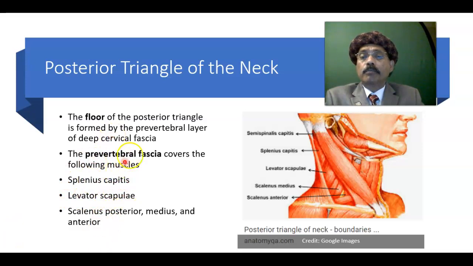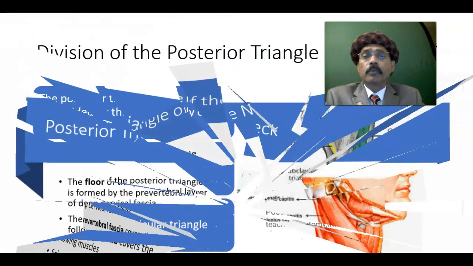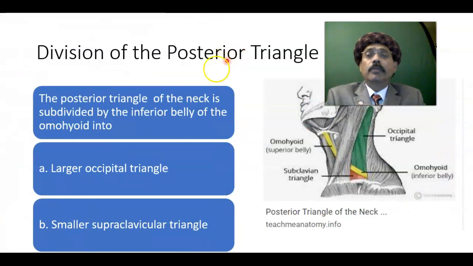Okay, we got the prevertebral fascia covering these muscles. The floor is formed by the prevertebral layer of the cervical fascia, and under that fascia we have these muscles. Okay, we got the division of the posterior triangle. How? By the inferior belly of the omohyoid. This is what triangle? The subclavian triangle.